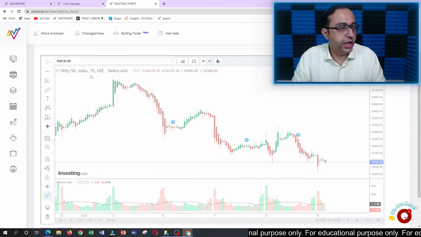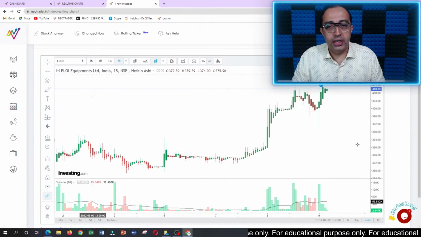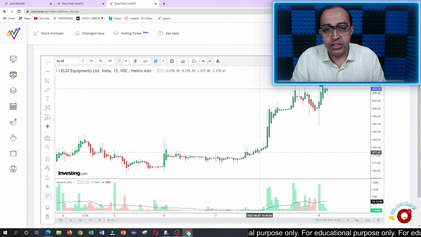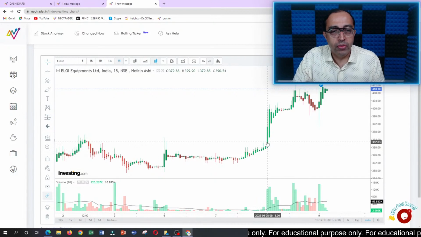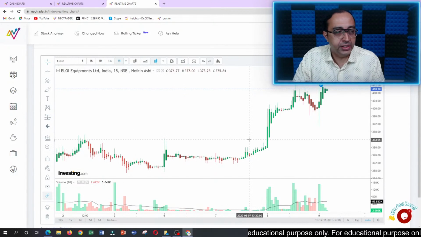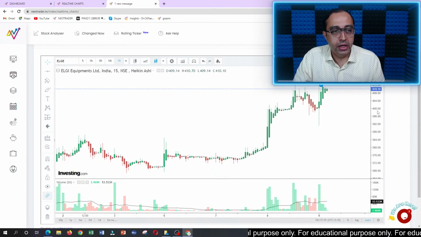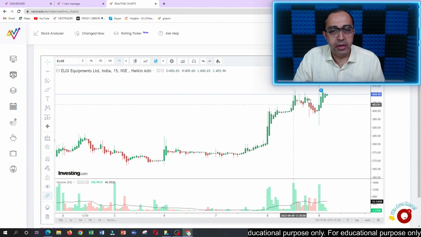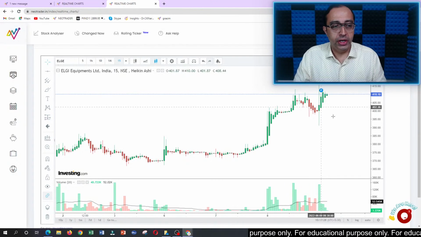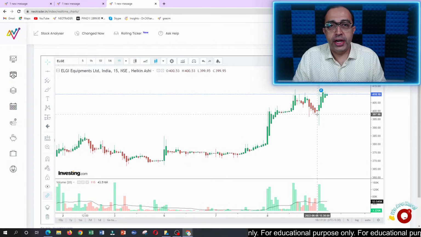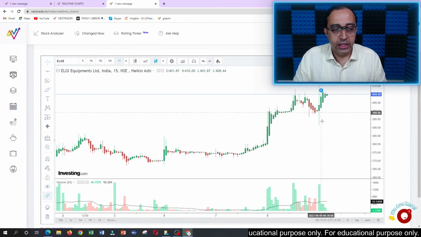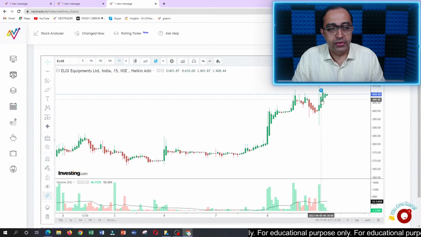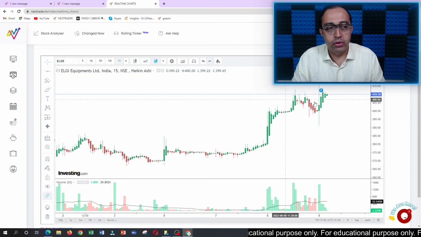It is called LG Equipments. You can see here that this counter was in a sideways phase at the start of this month. And then once it moved above its previous highs, it has been doing quite well. You can see that there has been a steady move. This is on intraday, correct? There has been steady volume emerging here. This volume, of course, is not sustaining, but you can see there is decent volume which is holding on to the prices.